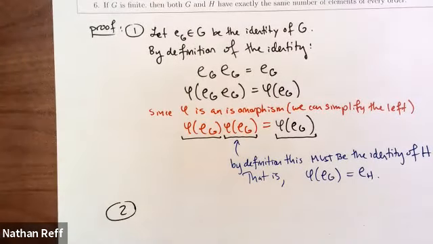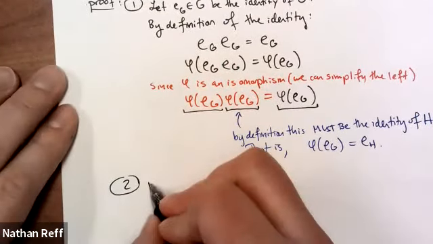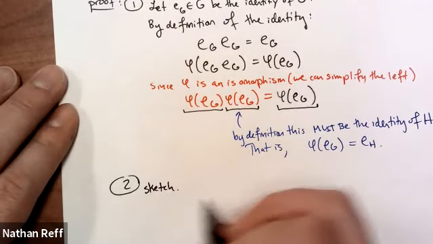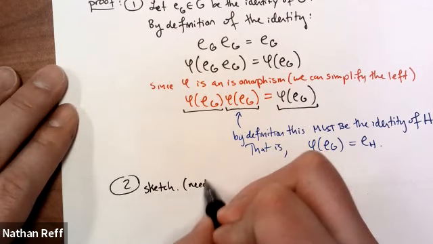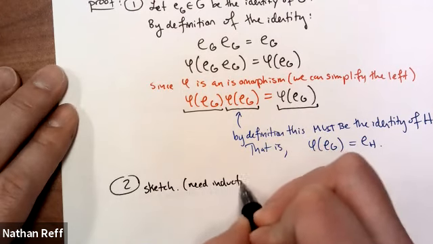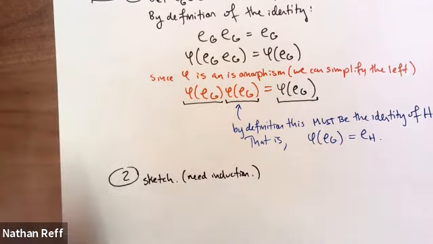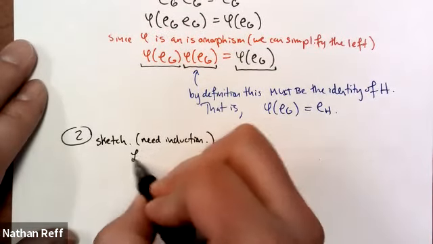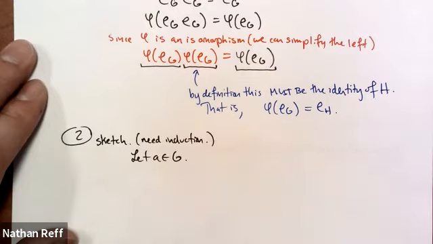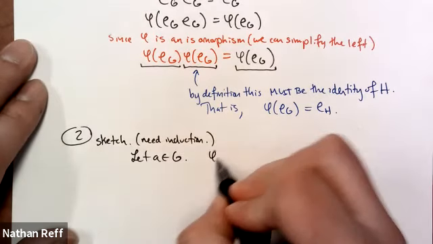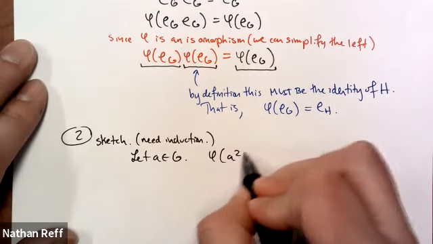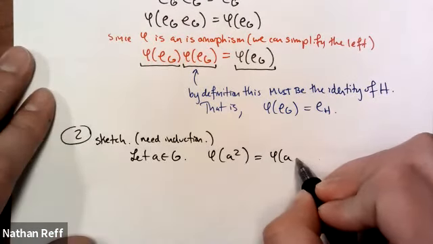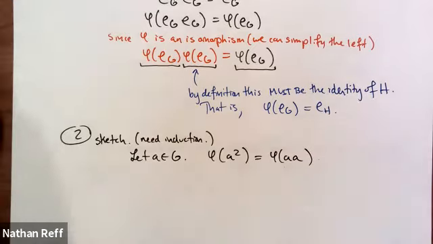The proof of 2. Let's just call this a sketch, okay? You technically need induction for the full proof, but I'm hopefully going to convince you without using that. So let a be in the group. What would phi of a squared be? That's the same thing as phi of a times a. Does everyone agree with that?